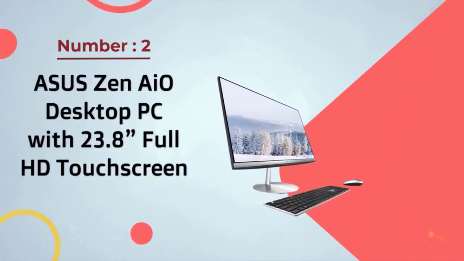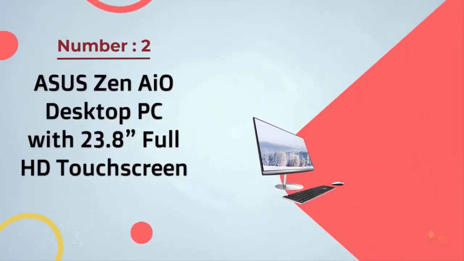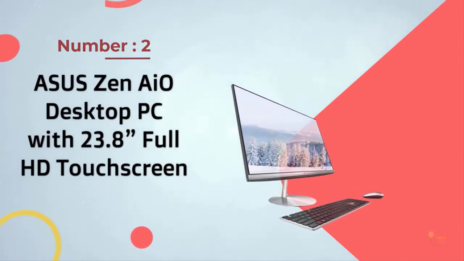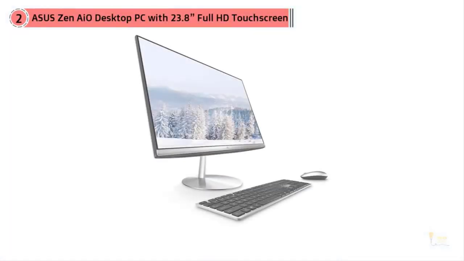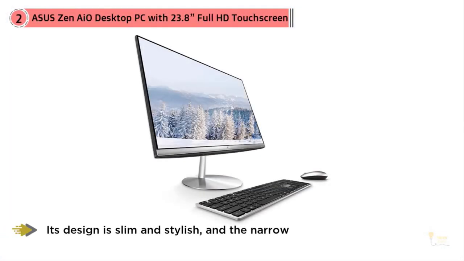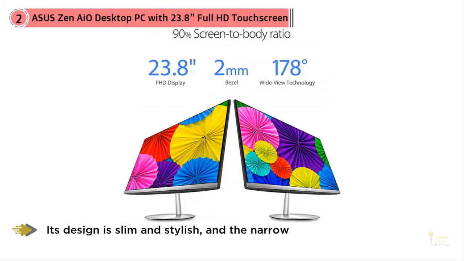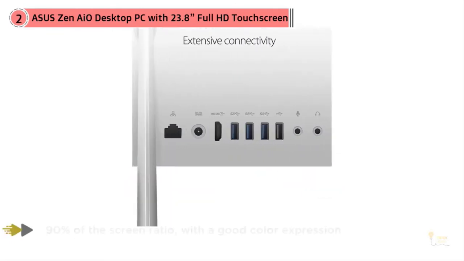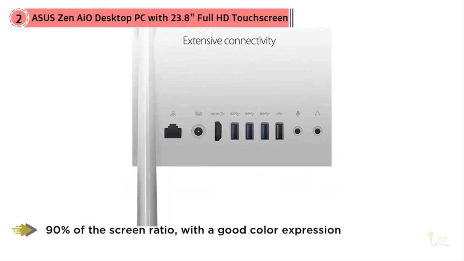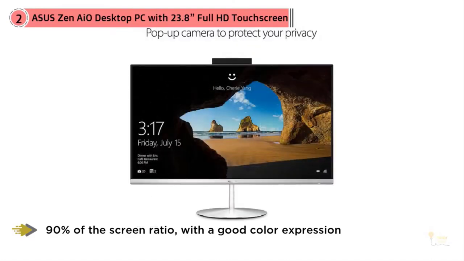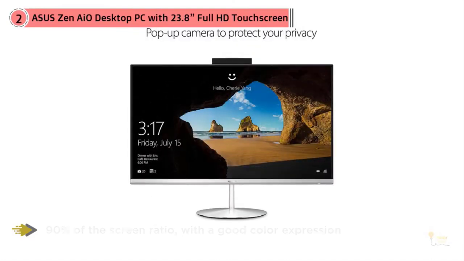Number 2. Asus Zen AiO ZN242 Desktop PC with 23.8 inches, Full HD touchscreen. Asus has released a Zen AIO ZN242 All-in-One for home entertainment. Its design is slim and stylish, and the narrow frame handles up to 90% of the screen ratio with good color expression. In addition, it's equipped with a GTX 1050 and M.2 SSD solid-state drive, with a large number of expansion connections behind it.